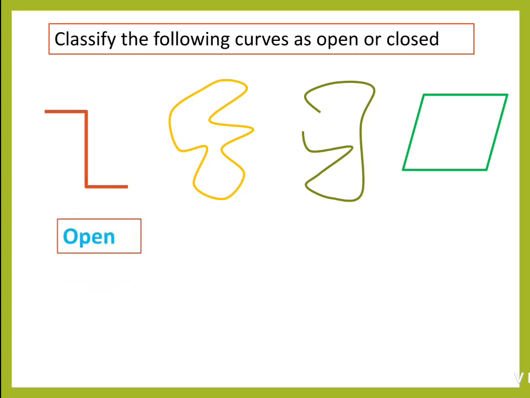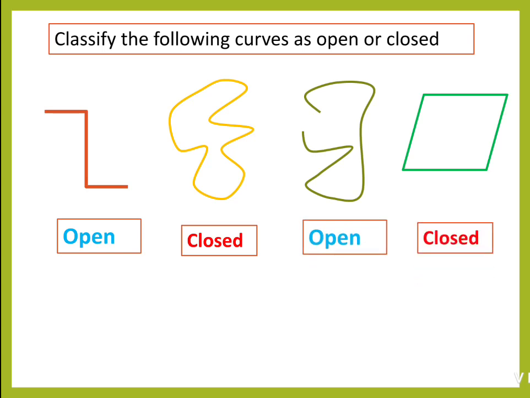Open curve. Second figure is not open. So its name is closed curve. Closed curve. Third figure we know it is open, not touch each other. So open curve. Fourth one is closed curve.